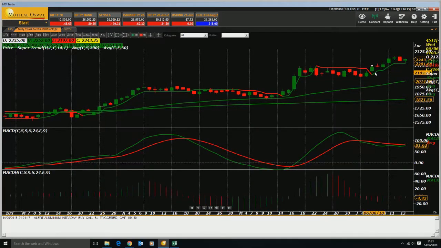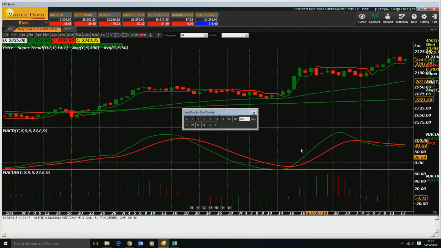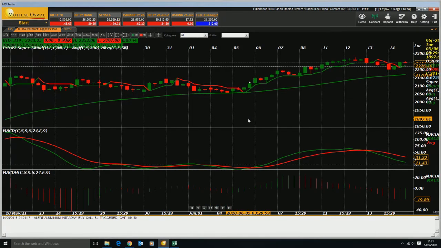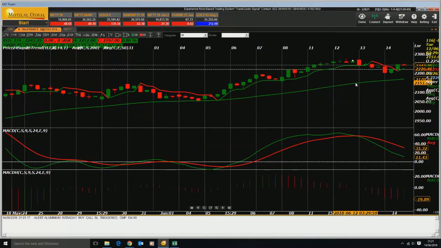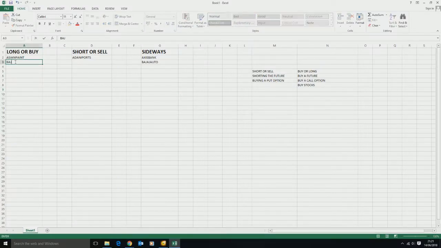Bajaj Finance, it's also a long on the daily chart. And let's see on our execution time frame, which is 120. It's also a buy. And here on 120, it gives me a fresh entry. Here you see, you have a fresh entry here. So it is in conjunction with my major time frame and the execution time frame. So for me, Bajaj Finance is a buy.